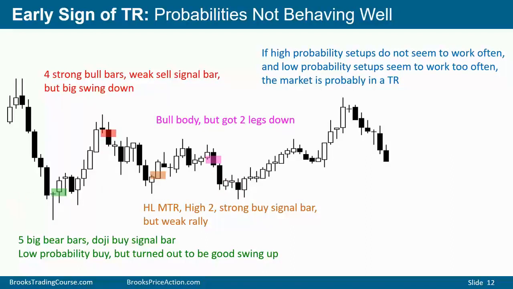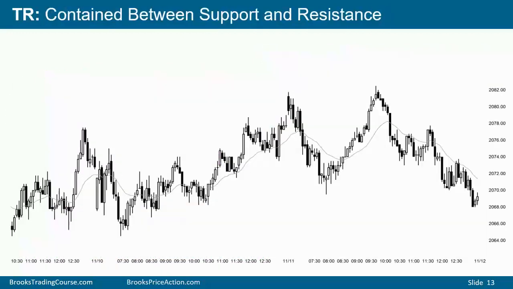Low probability events are not as low probability as you think when the market's in a trading range. And if you see low probability events being profitable up and down, that's a sign that the market is probably in a trading range. You're not going to trade a chart that looks like this. This is 200 or 300 bars. You're only going to be trading a screen that has 100 bars or so. However, I'm putting all these bars here to illustrate a point about support and resistance.